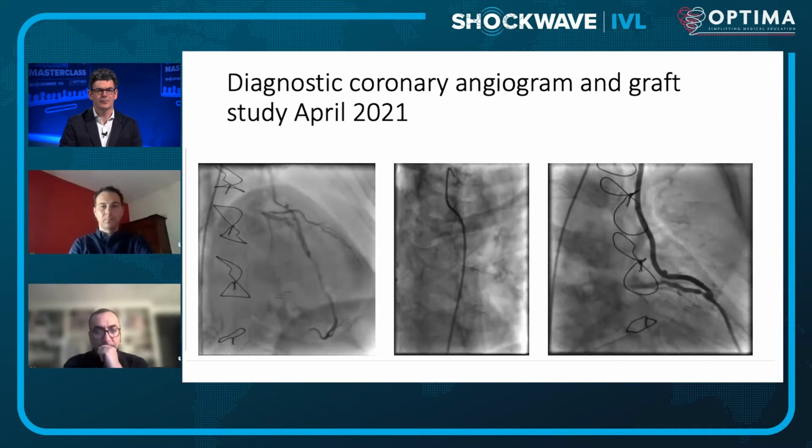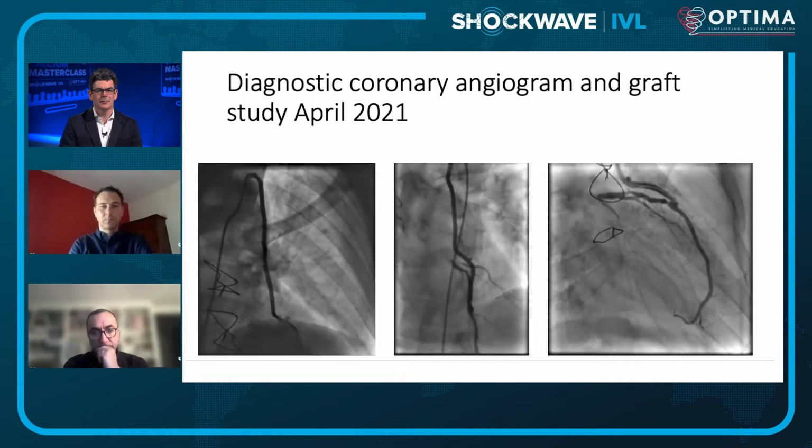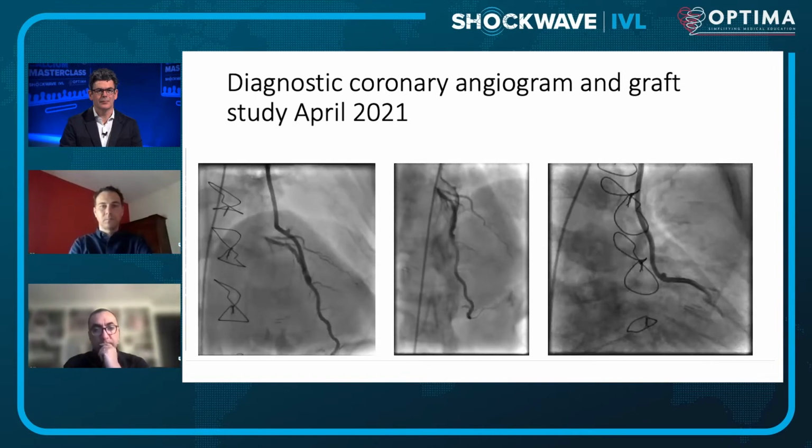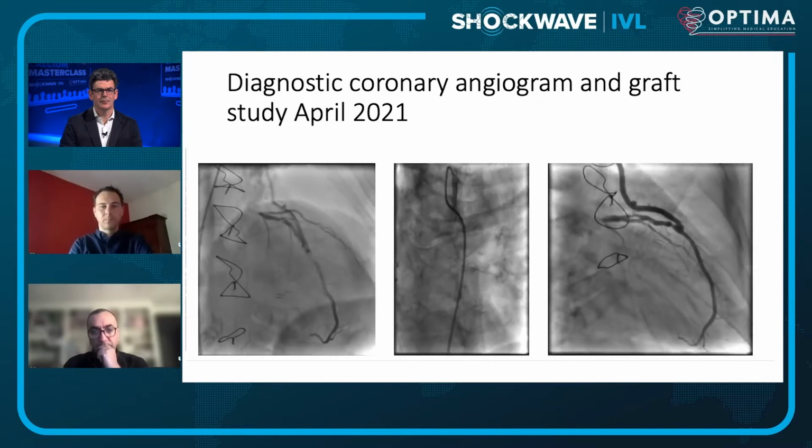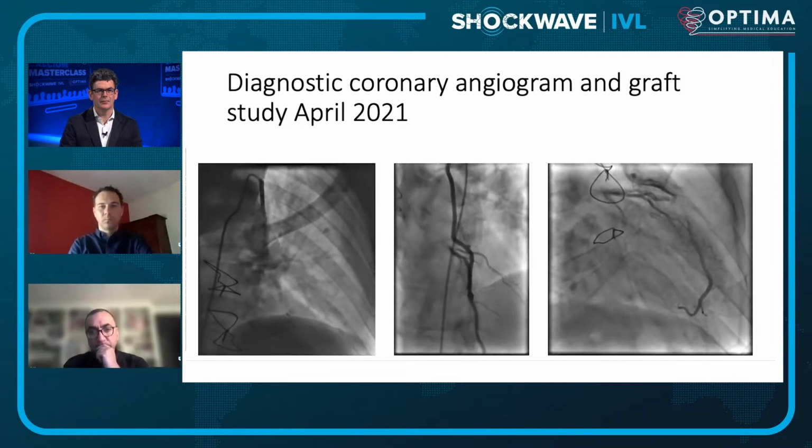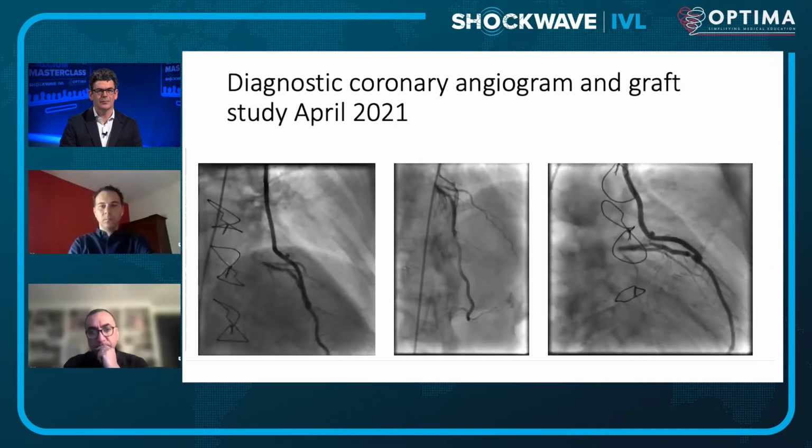We then assessed his grafts. He had a patent LIMA to his LAD that fills the LAD retrogradely, and we can see a moderate stenosis before the anastomosis, and the RIMA in T was occluded.